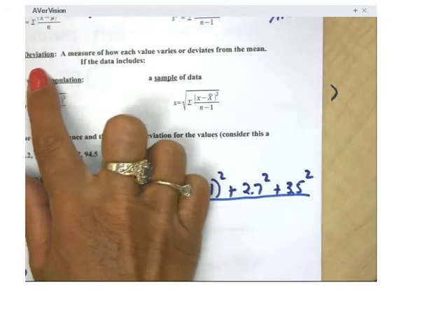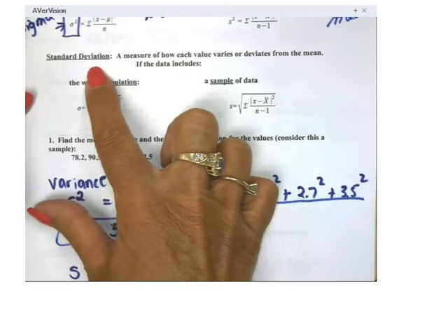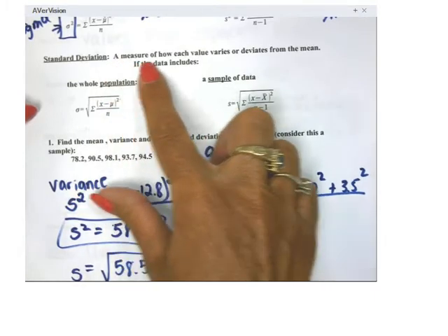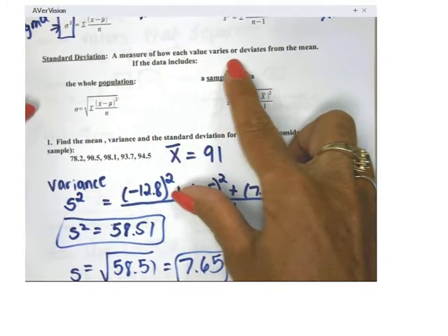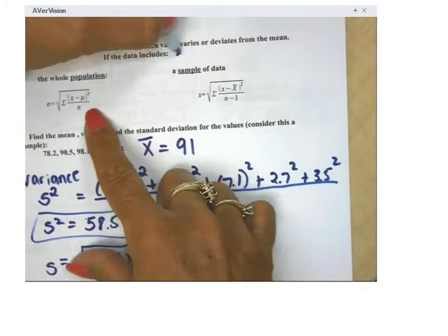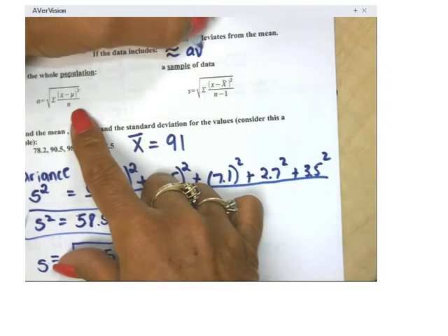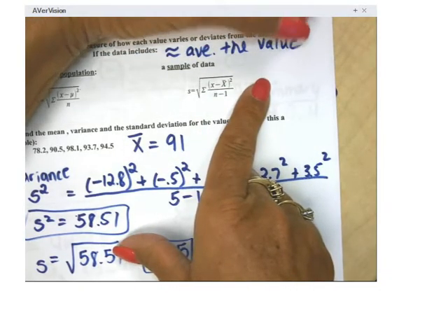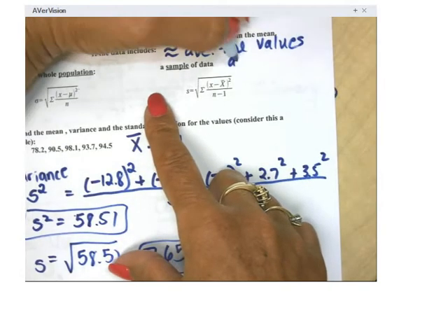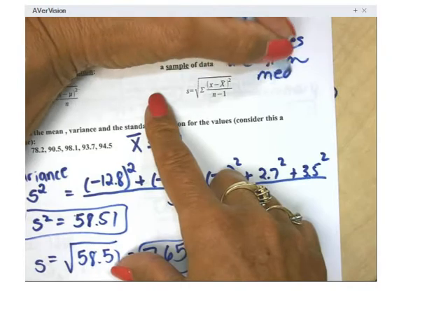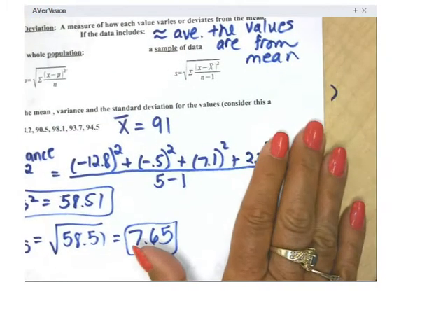Now, technically, the standard deviation is the square root of the mean of the squared deviations. The standard deviation is a way of detecting how variable the data is or how spread out the data is. So it's a measure of how far each value varies or deviates from the mean. It will be approximately equal to the average the values are from the mean.